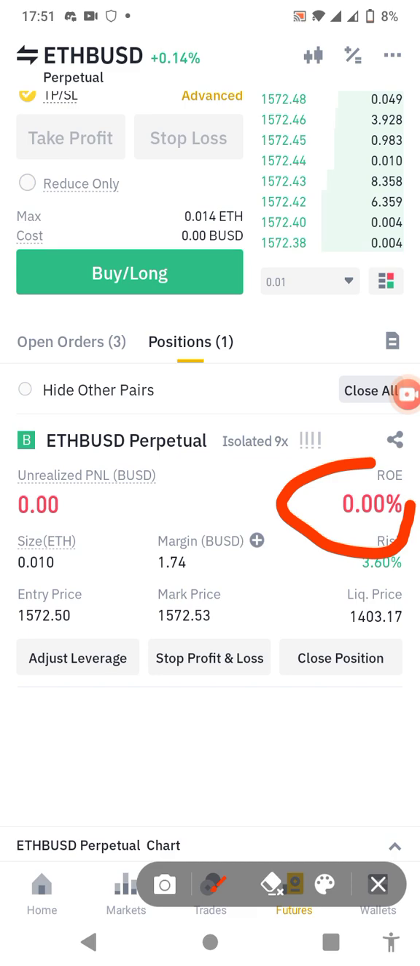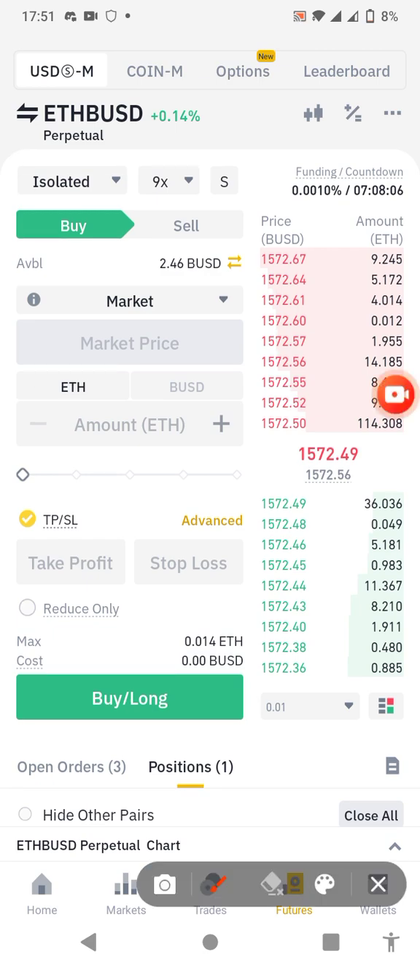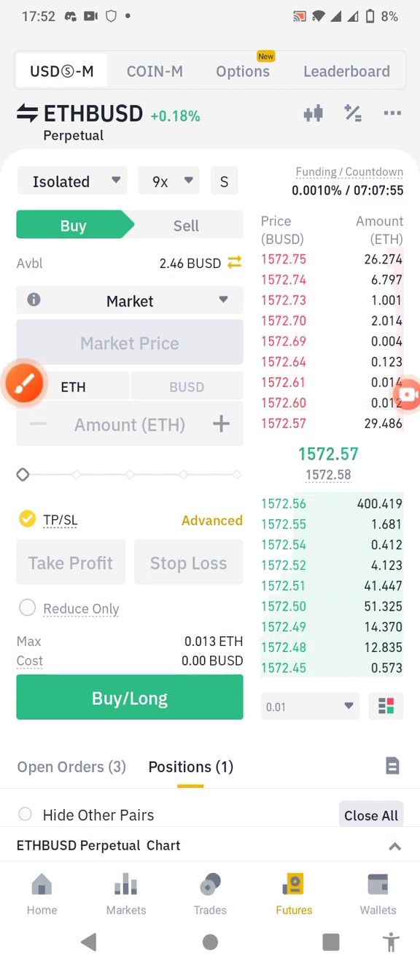So if it hits your stop loss or your take profit, you see that this position will be 0, or there will be a decrease in this position number, and there will be an increase or a decrease in your available balance. So if you lose money, you have a decrease in the balance, and if you gain money, you have an increase in the balance. I hope this makes sense to you.